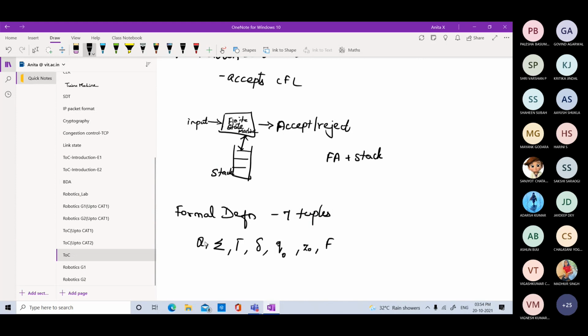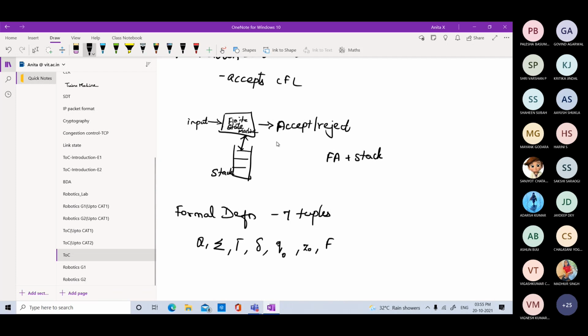Please make a note over here. Q, sigma, delta, Q naught, F were already known to us; we have discussed them in the finite automata. Q is a finite set of states. Sigma is the finite set of input symbols. Delta is the transition function, Q naught is the start state, and F is the set of final states, which we are already aware of. So the two new tuples we are coming across are tau and Z naught.